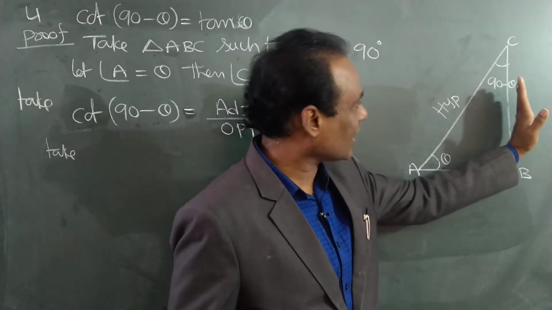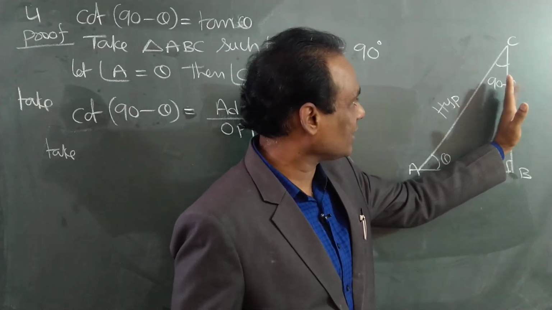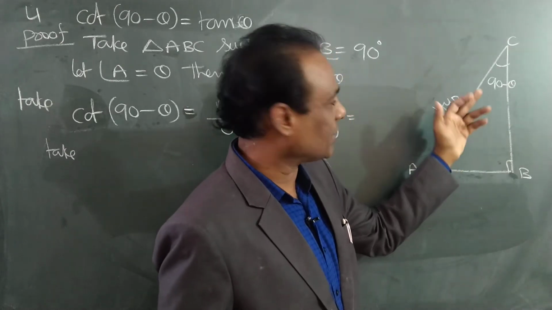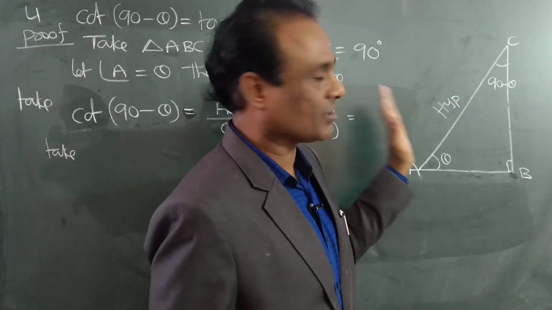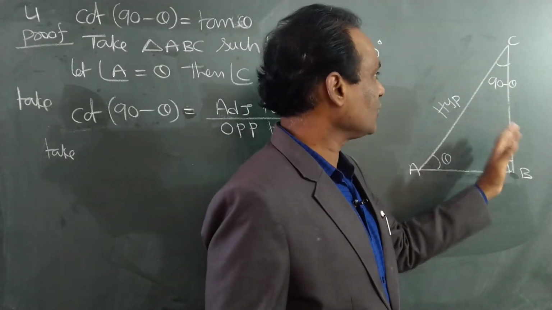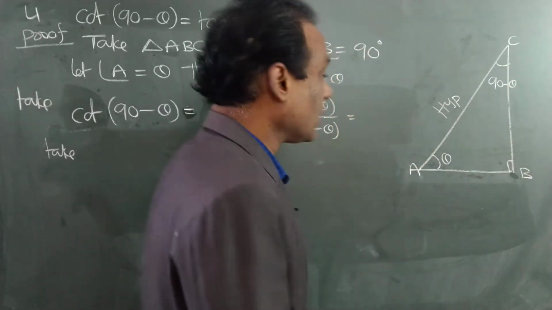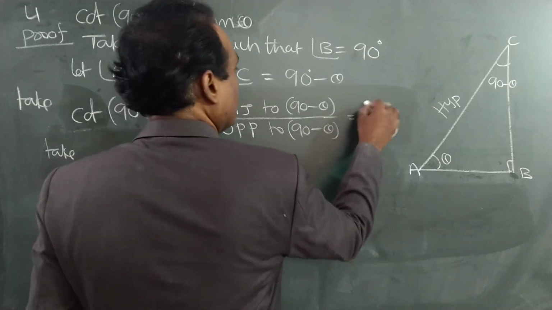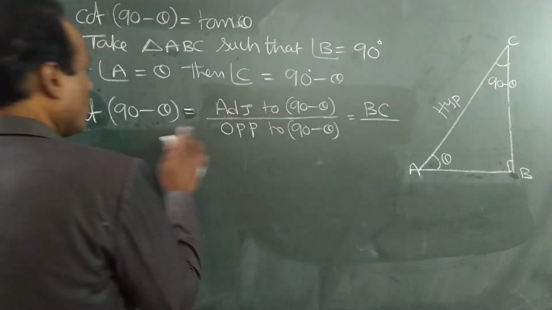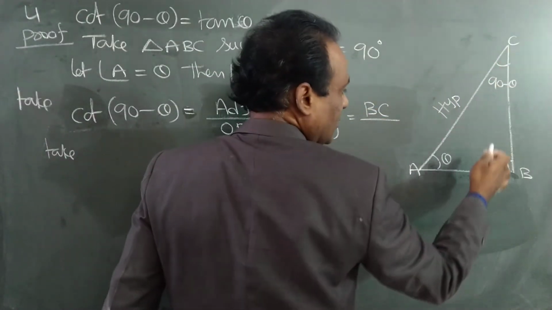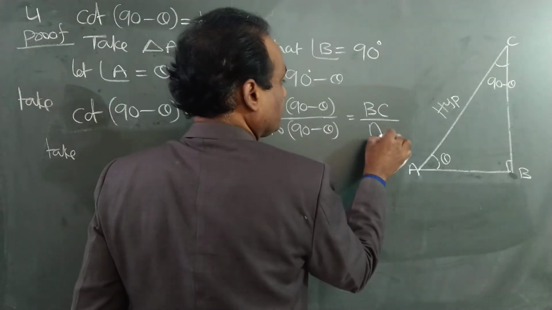Adjacent is BC. Adjacent means attached to it. Attached to the angle is called adjacent side. Which side is attached to it? This, of course, this is also attached, but leave it. It is hypotenuse. Don't disturb it. Only these two will interchange. So for 90 minus theta, attached side is BC. That is also called adjacent. Adjacent is BC by what is the opposite to 90 minus theta? AB.